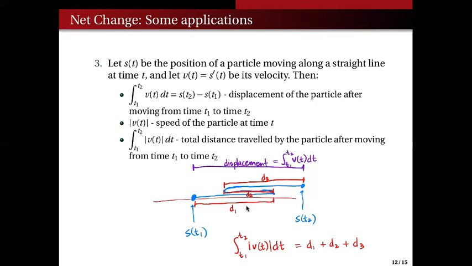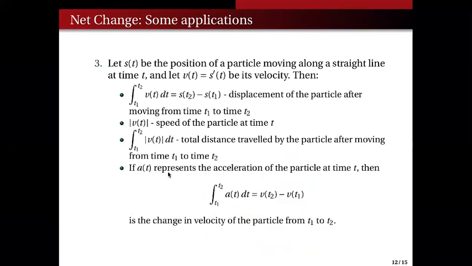Then, if a of t represents the acceleration of the particle at time t, then this integral from t1 to t2 of a of t dt is, of course, equal to v of t2 minus v of t1. So this is just the change in velocity of the particle from t1 to t2. Okay? Questions?